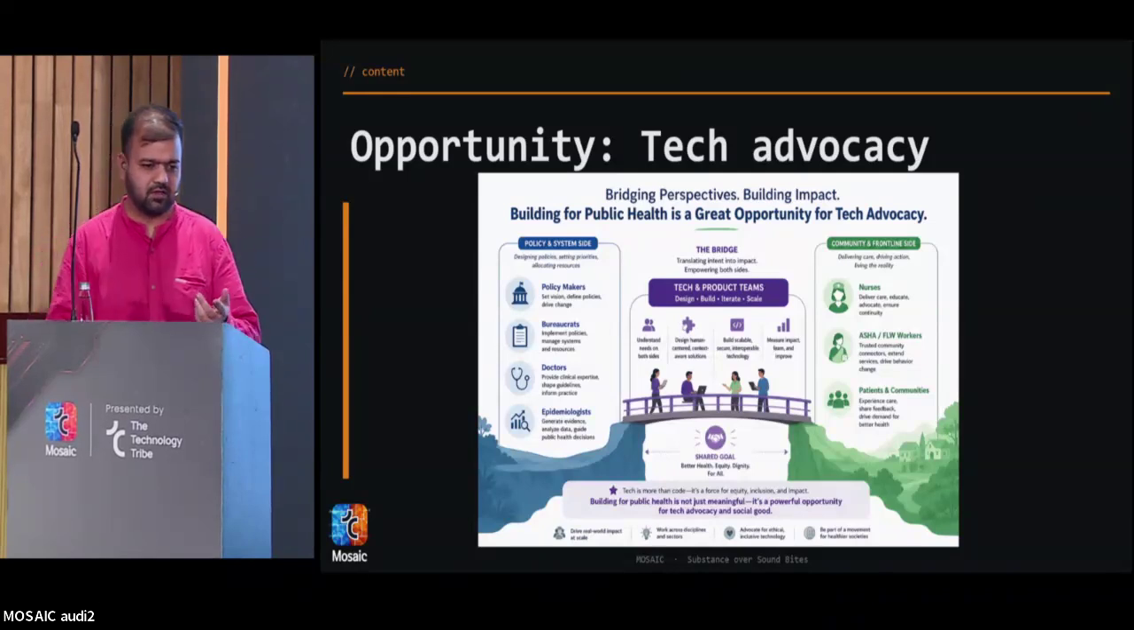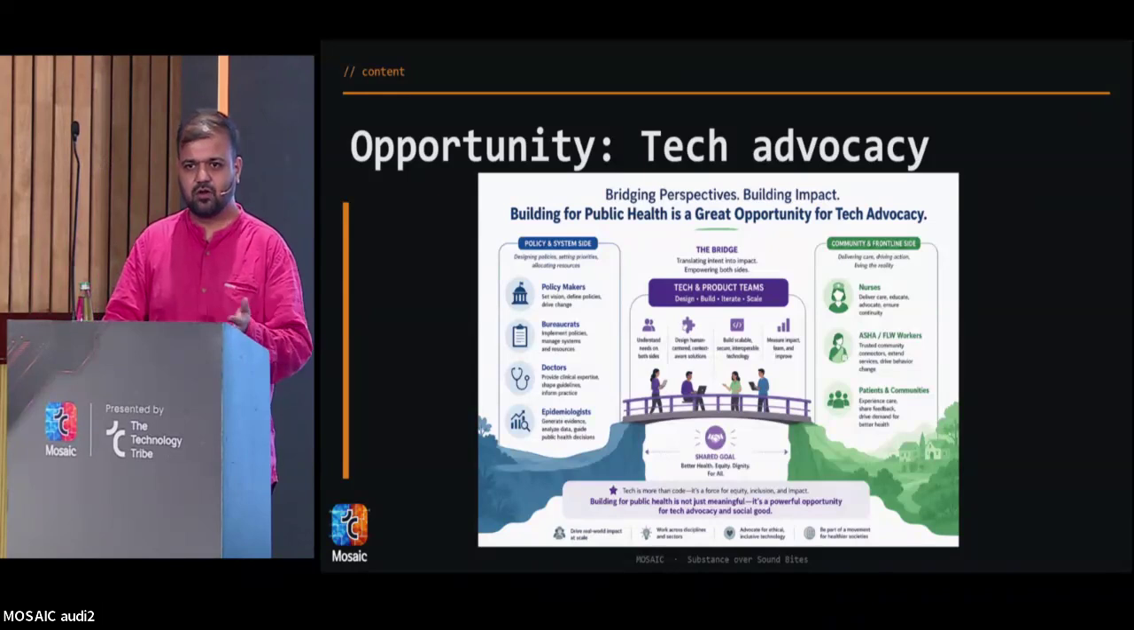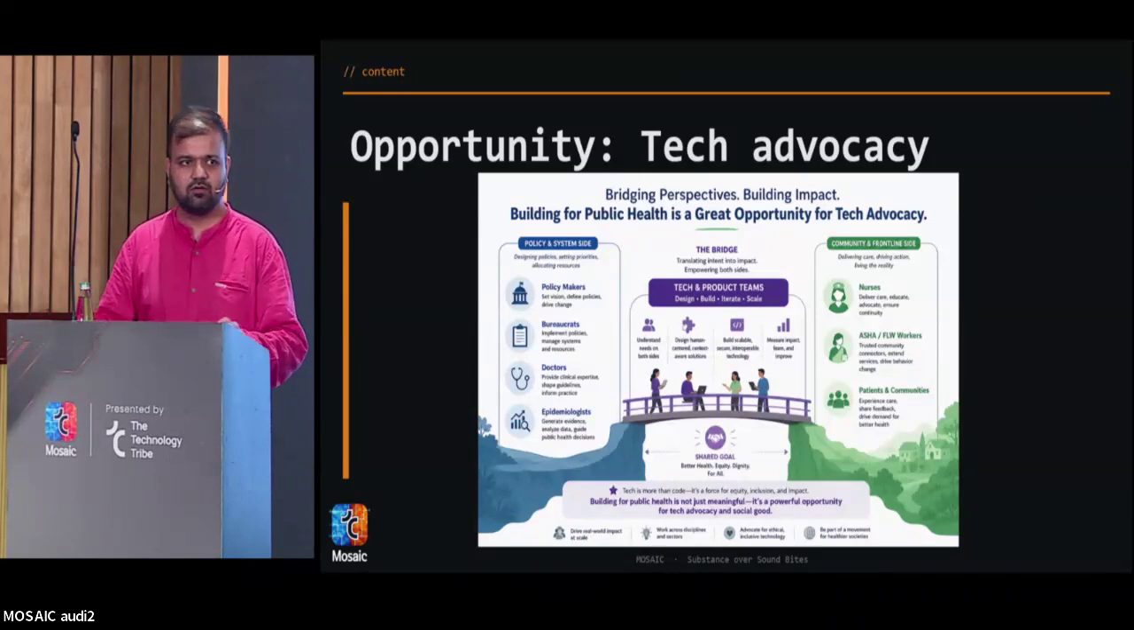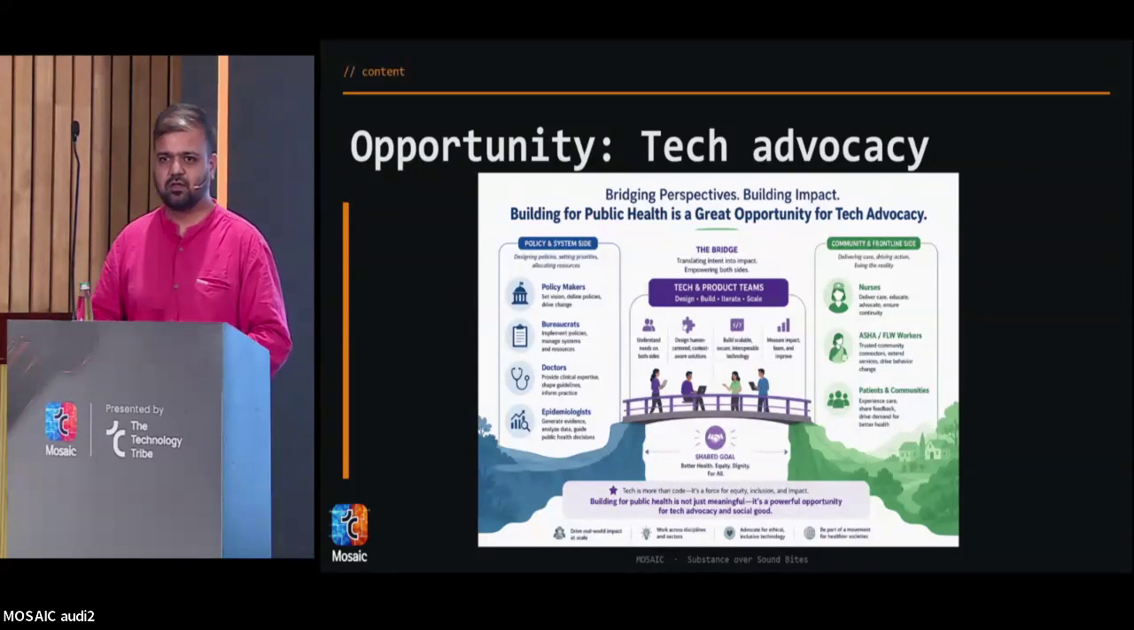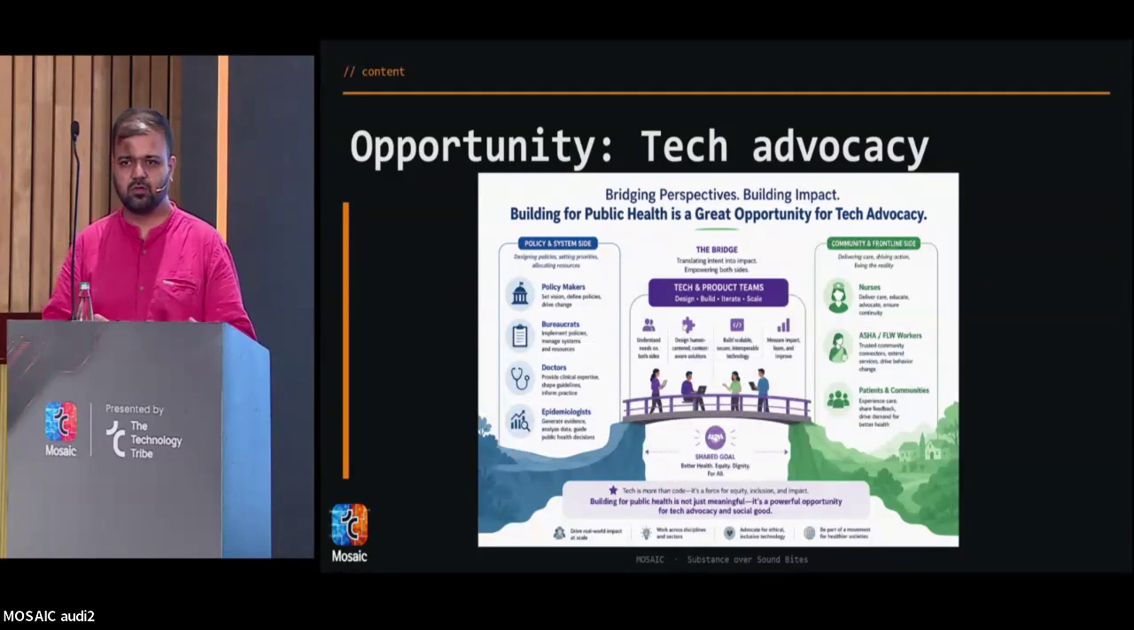I would like to end with tech is not the most important part of a public health system. It's the ASHAs, the nurses, and the doctors. But if the tech doesn't work, then we don't enable our users to scale the good that they can do.